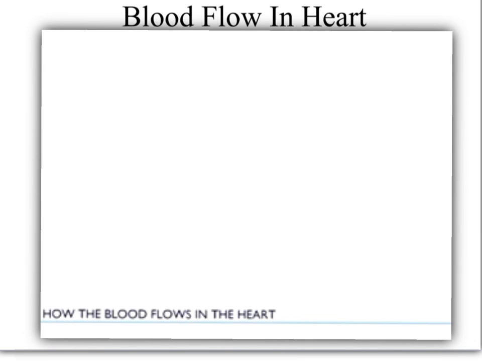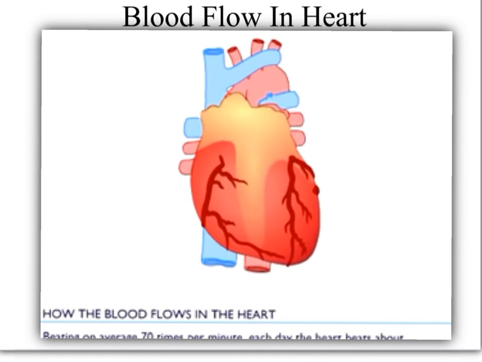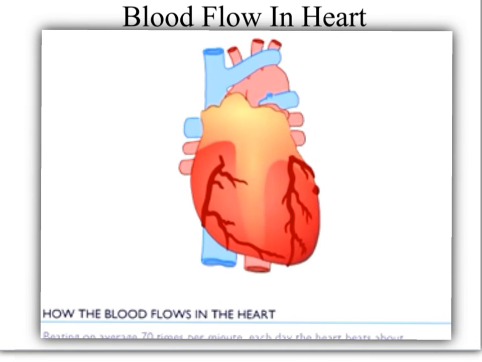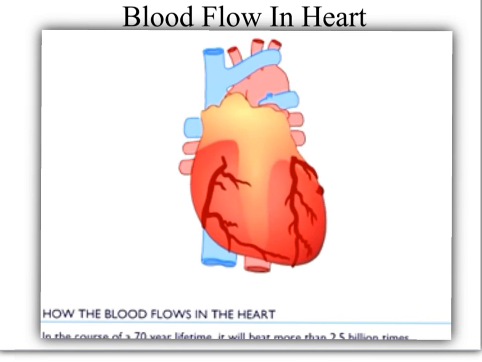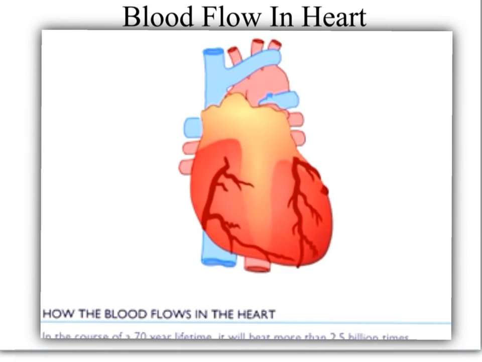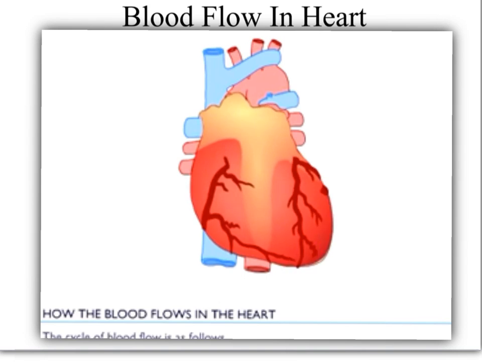How the blood flows in the heart. Beating on average 70 times per minute, each day the heart beats about 100,000 times. In the course of a 70-year lifetime, it will beat more than 2.5 billion times without ever pausing to rest. The cycle of blood flow is as follows.